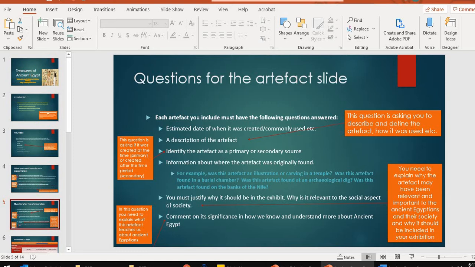You must justify why it should be in the exhibit. So why do you think that it's important that other people know it? Why is it relevant to the social aspect of society? So why do you think this artifact was important to the ancient Egyptians? And then the last one is comment on its significance in how we know and understand more about ancient Egypt. So what does it teach us? Or what does this artifact teach us about the ancient Egyptians?